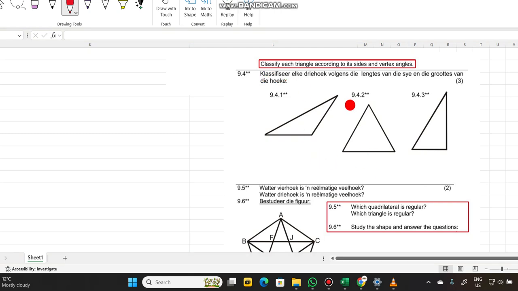9.4, classify the triangles. Klassifiseer die driehoeke. So go back to where you did the summaries for triangles. Look at the characteristics of each. There's no lines given, so you will have to figure that out. Give me the names for them.